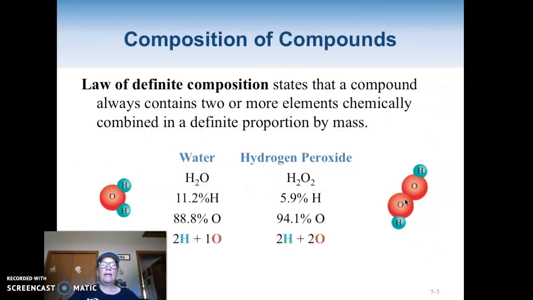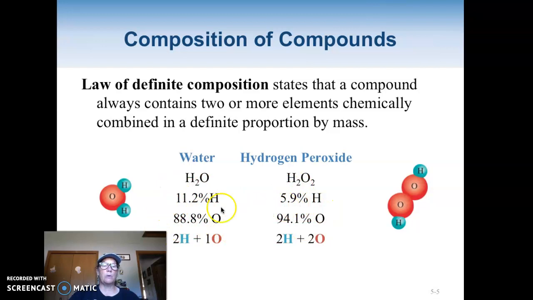Okay? And again, one of the things that came out of Dalton's is what they call the law of definite composition. What it says is a compound always combines the elements, two or more elements, however many elements it has, and they always have to be in the same proportion by mass. In other words, the ratio has to be the same. Here we have in water, 11.2% is hydrogen and 88.8% is oxygen. This is by mass. So if you look here, it has to be in this proportion.